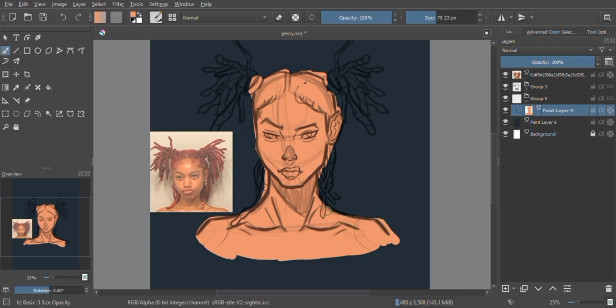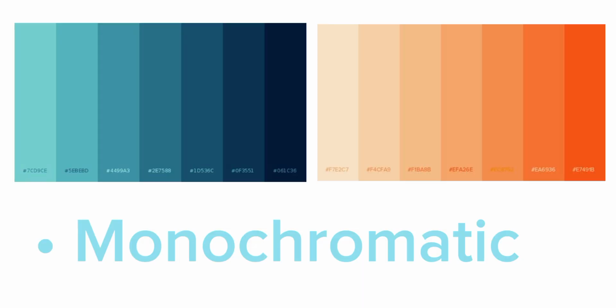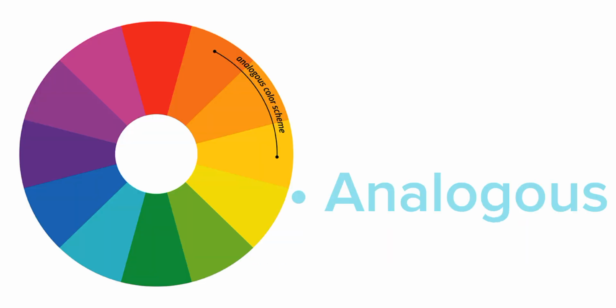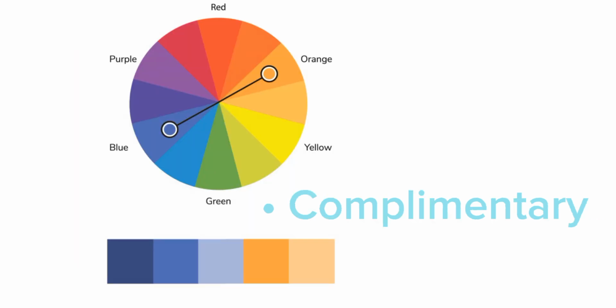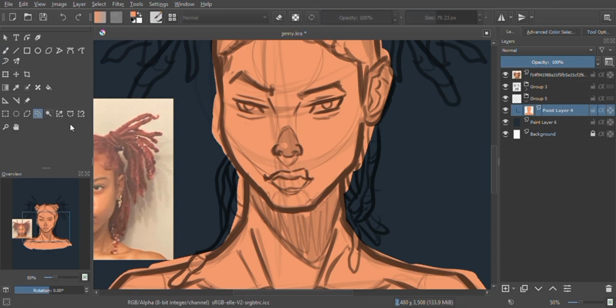Now let's talk about color schemes. These are combinations of colors that work well together. Here are four popular ones that I know. We have the monochromatic, which is the use of variations of lightness and saturation of a single color. We have the analogous, which uses colors that are next to each other on the color wheel. And my favorite, the complementary colors, which use colors that are opposite each other in the color wheel.